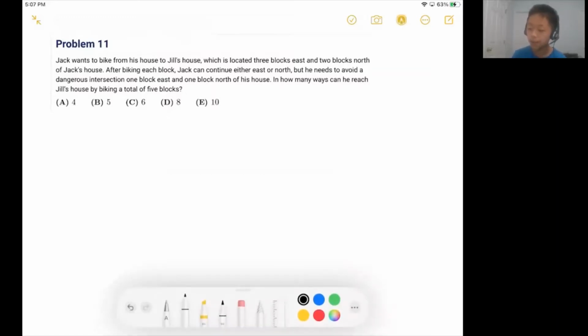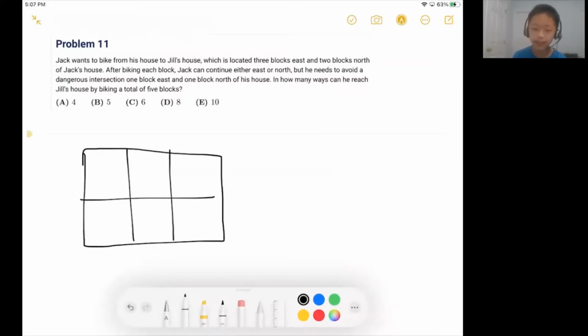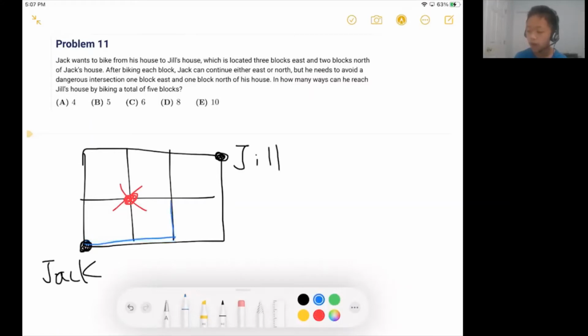So let's draw a picture. You can draw it like this: Jack's house is here, and Jill's house is here, and there's a dangerous intersection point here. You want to make sure you don't cross that point because it's dangerous. So we want to count how many ways Jack can go. One example would be Jack goes 1 up, 1 right, 1 up. That's an example of not passing through the dangerous intersection.